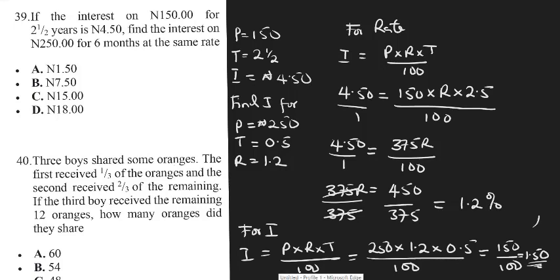So this is the interest in naira. I can come up here and write it. Therefore, the I now is 1.50 in naira. So that's the answer. So with this, our answer will be A. Good. Let's move to the next question.